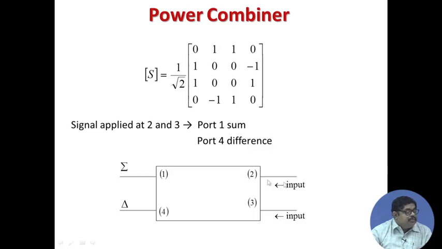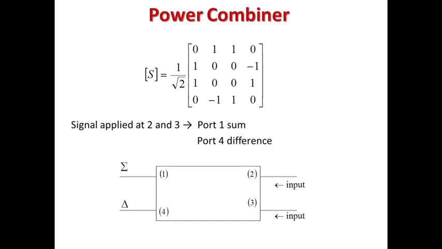That is why you see that I am giving input at 2 and 3, at 1 I am getting the sum, at 4 I am getting the difference. This is very important, because in radars etc., to determine the angle precisely, I need to find the sum and the difference of the signals I am getting, and from the sum and difference signals we get precise angle measurement, which is called the monopulse technique.